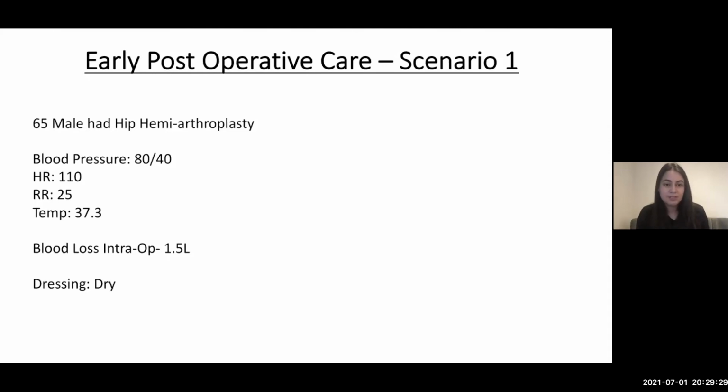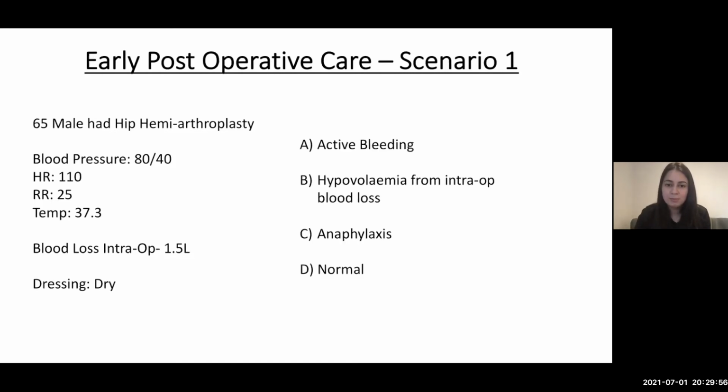Their blood pressure is 80/40, which is low. The heart rate is 110, which is high. The respiratory rate is 25, which is also high. And the temperature is 37.3, which is normal. He lost 1.5 litres of blood in the theatre, which is quite a lot for a hemiarthroplasty. But looking at his dressing and his leg, his dressing is dry, and there's no hematoma or bleeding that looks like it's coming out.